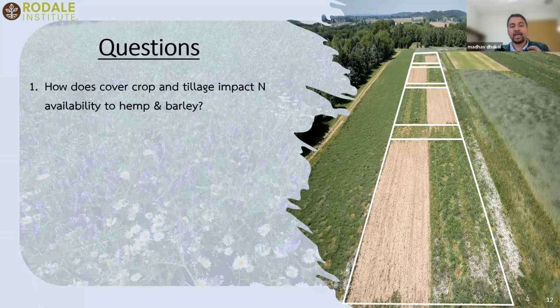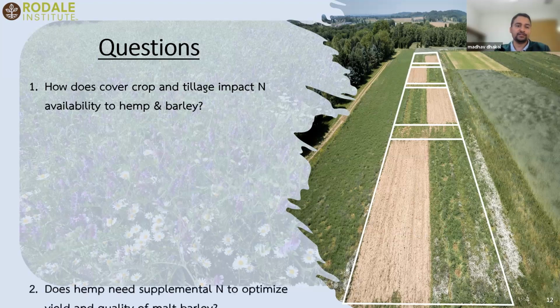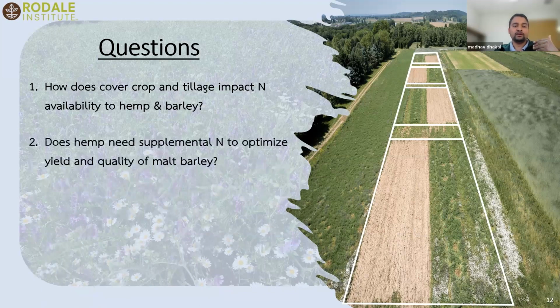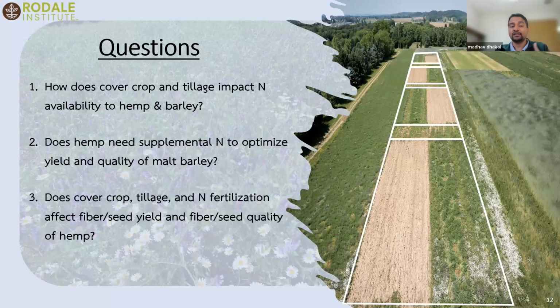So basically, from one trial, we were looking into how the cover crop and tillage impact the nitrogen availability to hemp and barley in a crop rotation. We rotated hemp with barley as well to see how supplemental fertilization can impact nitrogen availability. And we are also investigating if hemp needs supplemental nitrogen to optimize yield and quality, and does cover crop, tillage and nitrogen fertilization affect fiber, seed yield, and its quality.